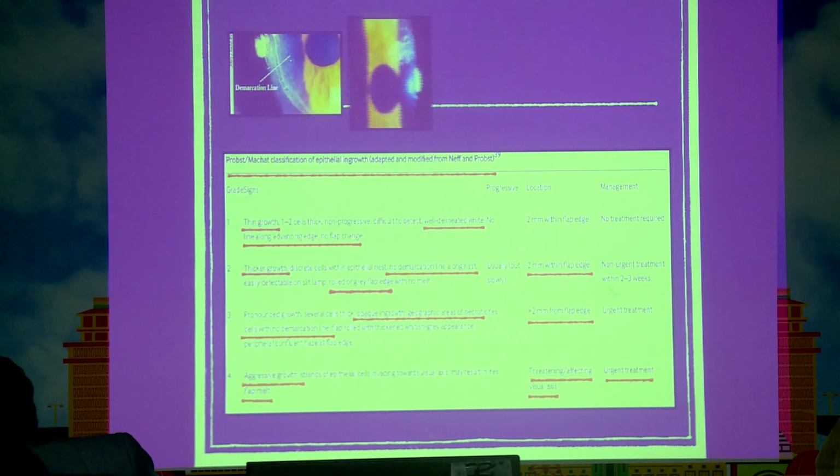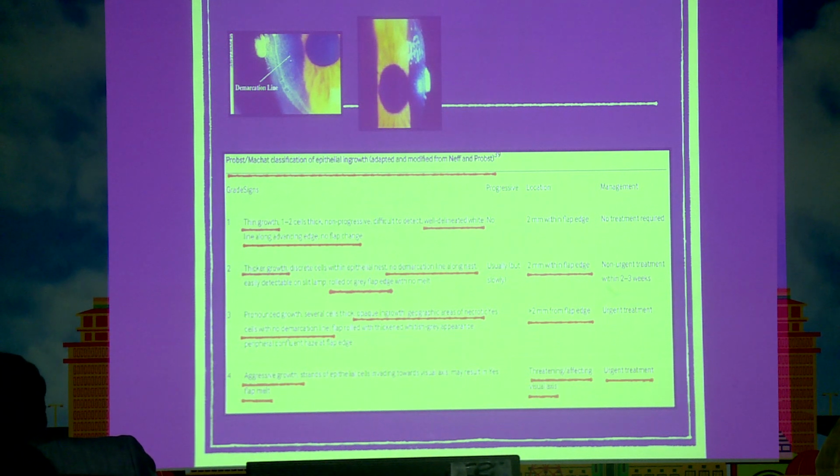In grade 2, there is a thicker growth. No demarcation line is there along the nest, and they may have rolled or gray flap edge with no melt. Usually no urgent treatment is required. However, patient may need it within 2 to 3 weeks.